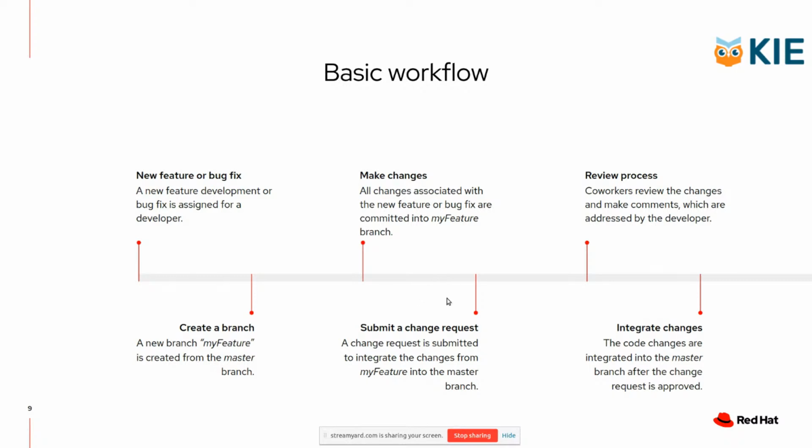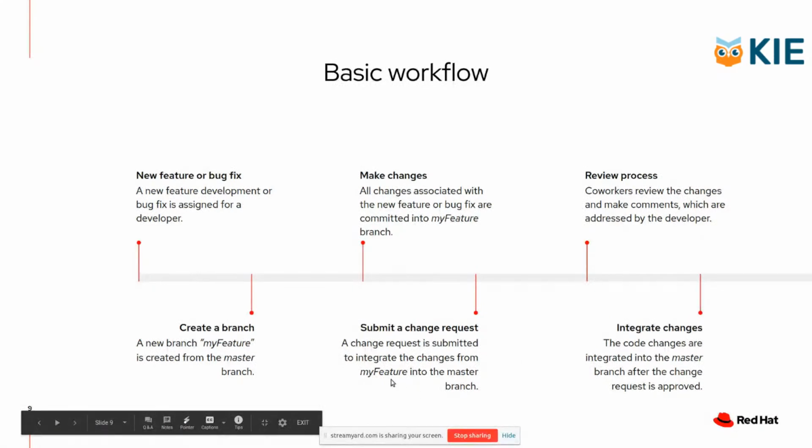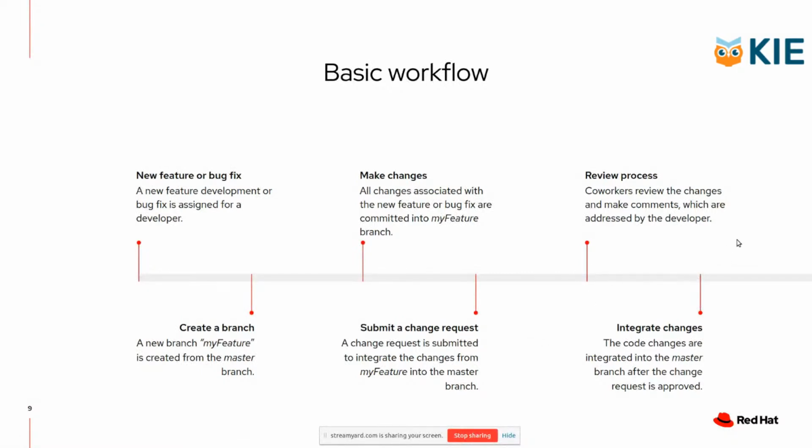And then after everything is done, the user can submit a change request, as we've seen, from this branch into the master branch, if this is the case. After that, the review process begins, and so coworkers can interact with this change request. And finally, after everything is addressed, everything is discussed, a person with write access on the target branch can integrate these changes by merging it.